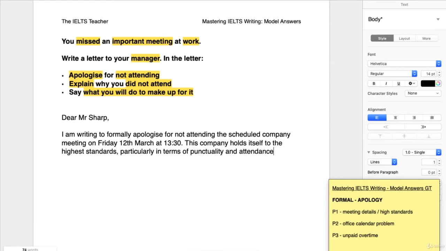So punctuality, being on time, attendance, just being there. Particularly in terms of punctuality and attendance, why does that matter? Why are we talking about this? This is why we are particularly regretful. Might be some nice language to use here in an apology letter.